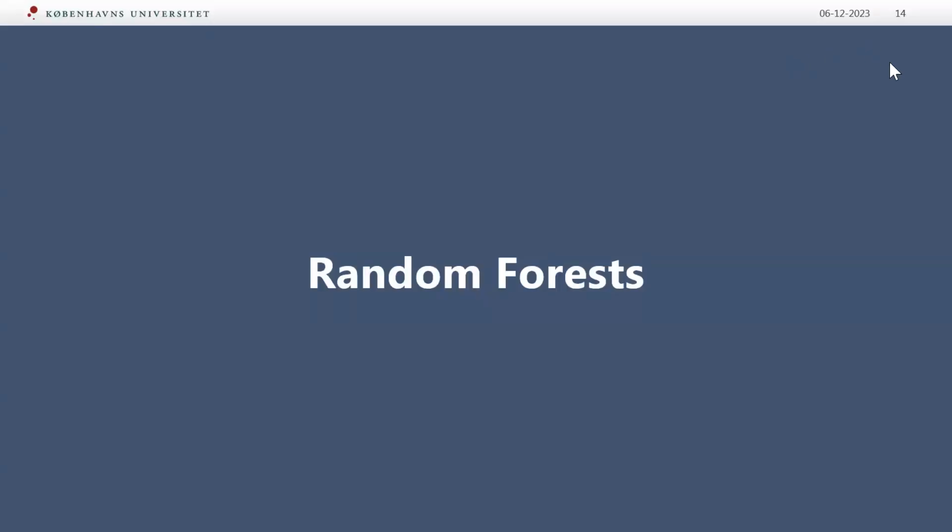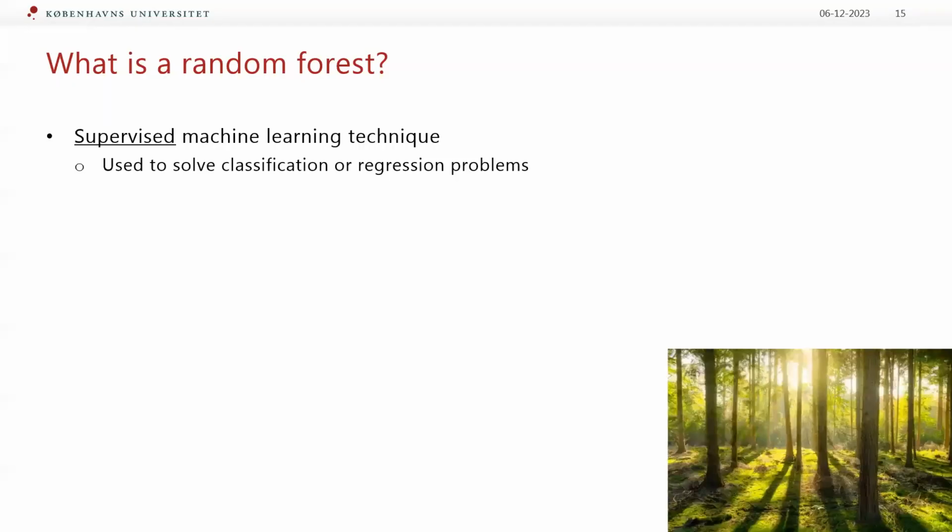And now we get to the part where we actually talk about the random forests. So a random forest is a supervised machine learning technique which can be used to solve classification or regression problems. And that shouldn't really be a surprise because, as we've mentioned, the random forest is just a collection of decision trees, and this is the description of a decision tree. So of course, that description will also work for the random forest as a whole.